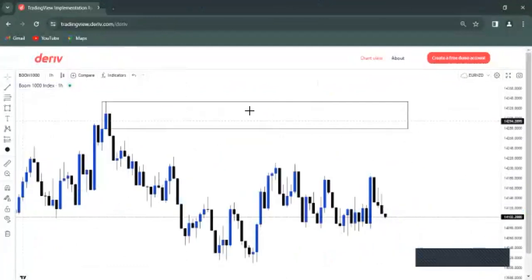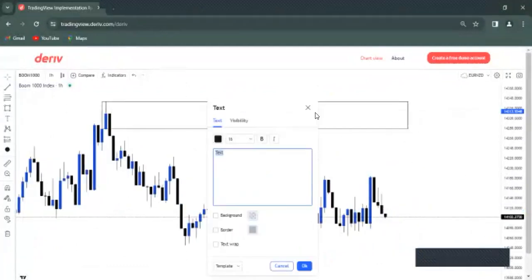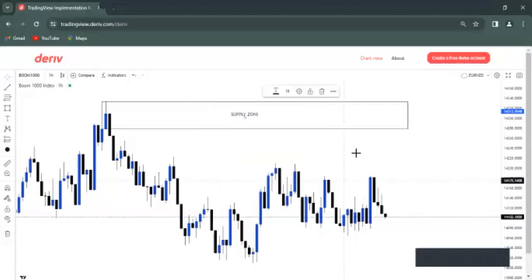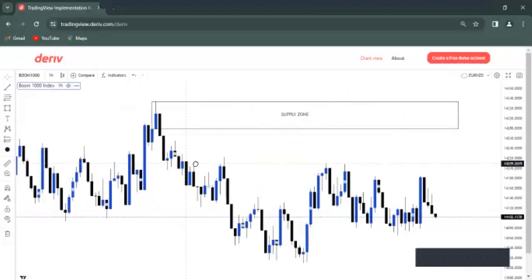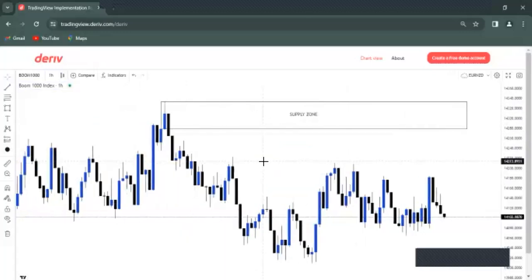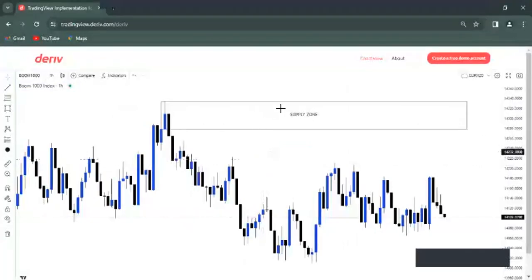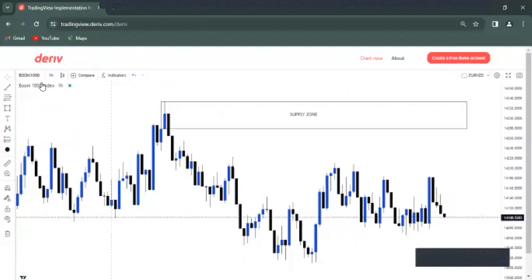We have a supply zone. This might be a signal for you guys. We have a supply zone here. And I said, after spotting a supply zone, look for a break of market structure where there is so much good momentum. Again, we had a break of market structure. Here is the break of market structure.